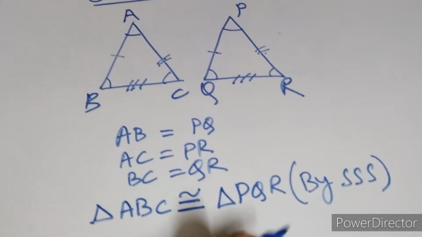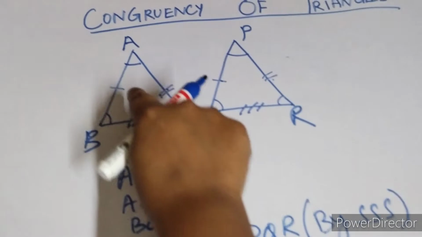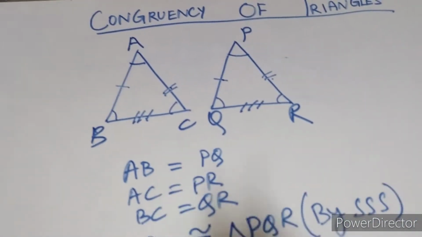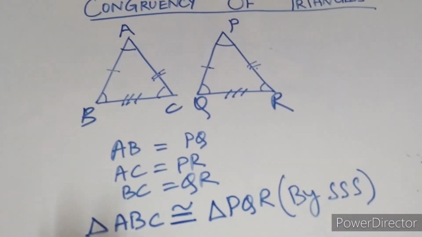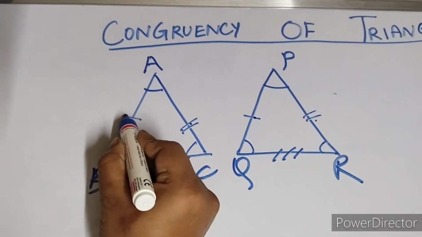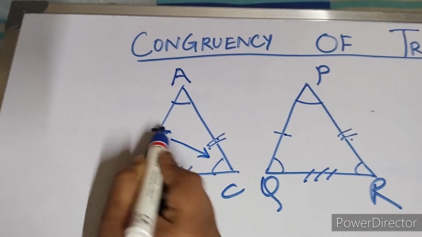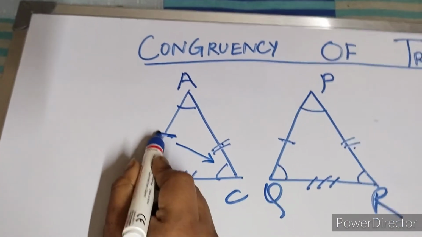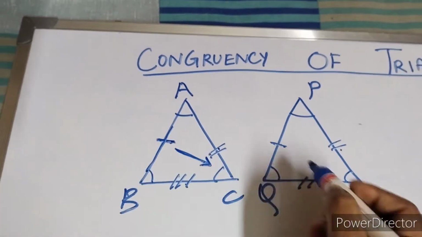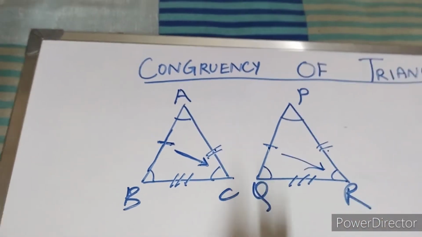Okay, once we prove the two triangles congruent, we can say that the corresponding angles are also equal. Now what do you mean by corresponding angles? I am telling about this. Corresponding angles means the side which is equal, its opposite angle. Like this side is equal to this side, so this is the side, its opposite angle is this one. Again, this is the side, its opposite angle is this one.